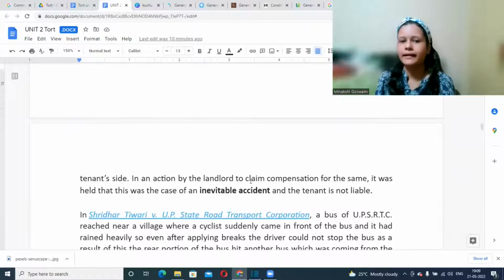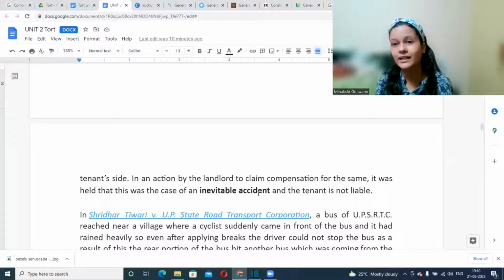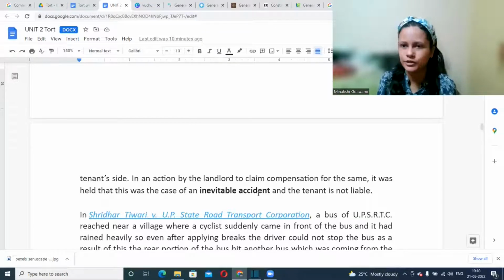An action was brought by the landlord to claim compensation because of the fire that took place, and it was held that it is an inevitable accident. There was no fault as such from the person, because with electricity there is no guarantee. You can't say, anything might happen. So in such a case, it was an inevitable accident because the other person was not doing anything wrong which resulted in it. Okay.